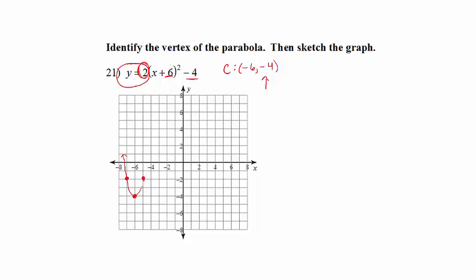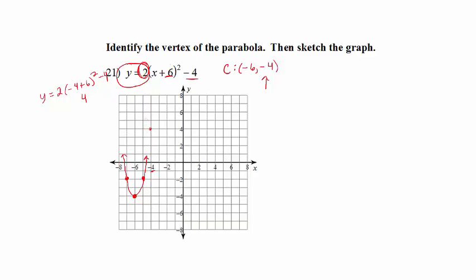If your teacher wants more points than that, then from there you could plug in -4 up here. So you could say y equals 2 times (-4 plus 6) squared minus 4, and figure out what the y value for that is, and I think it ends up being 4. And so at -4 it should be 4.